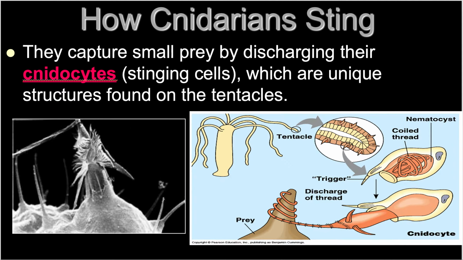For stinging, they capture small prey by discharging what are called cnidocytes. These are the stinging cells, which are unique structures found on the tentacles. And here's a close-up of them. They're kind of scary looking.